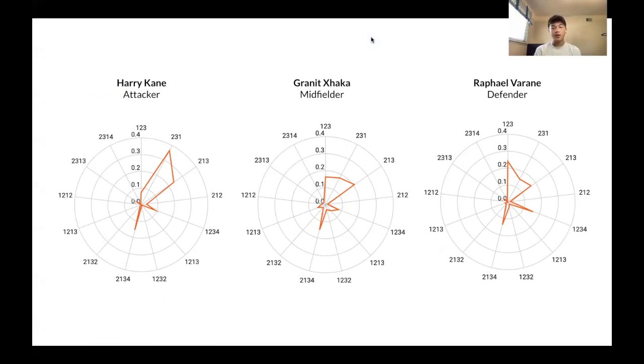Granit Xhaka, who's a midfielder, has a different motif distribution than Harry Kane because his is more evenly distributed amongst the rest. Also, this makes sense because as a midfielder, he is involved in different types of passing patterns. And finally, Raphael Varane, who is a defender, is more likely to be involved in passing patterns when he's at the start, as his most prevalent one is 1-2-3, him being the 1 at the start, starting the play.